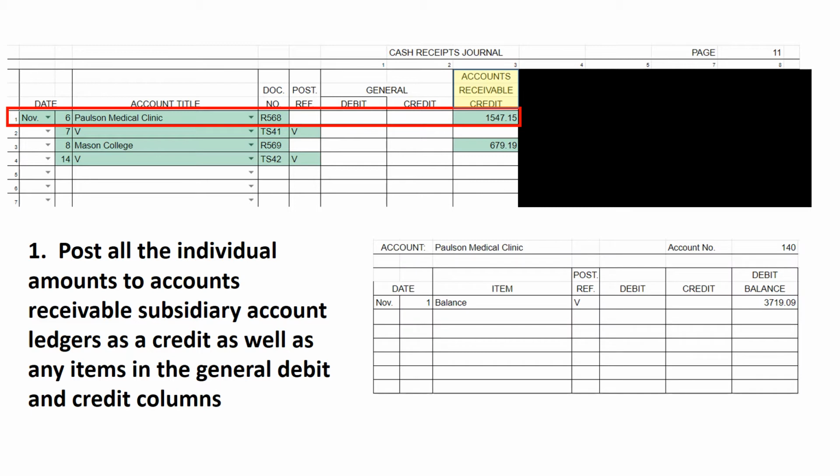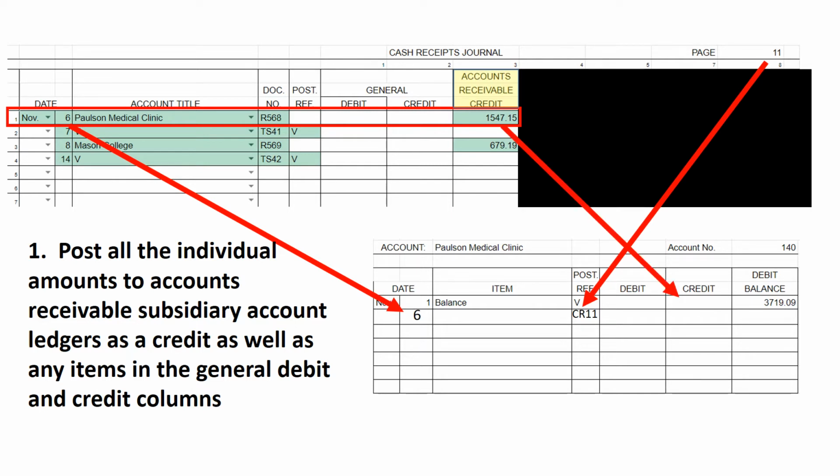So we pull up the accounts receivable subsidiary ledger for Paulson Medical, and you can see there's that balance of $3719. So we just basically post it the same way. The date of the transaction, which was the 6th, we put there. This came from Cash Receipts Journal page 11, or CR 11, which we'll use. And again, that's different from when we just did the service business. You need to make sure that it's CR 11 since we are using 5 different types of journals.